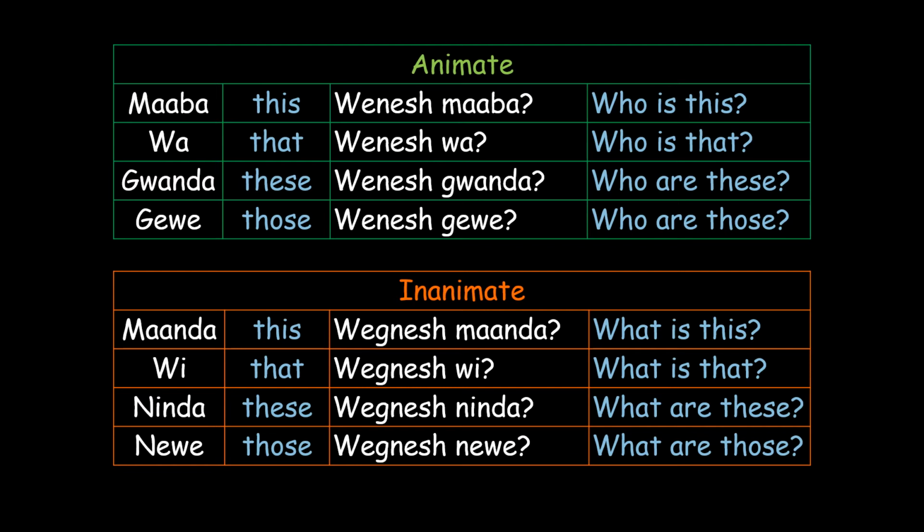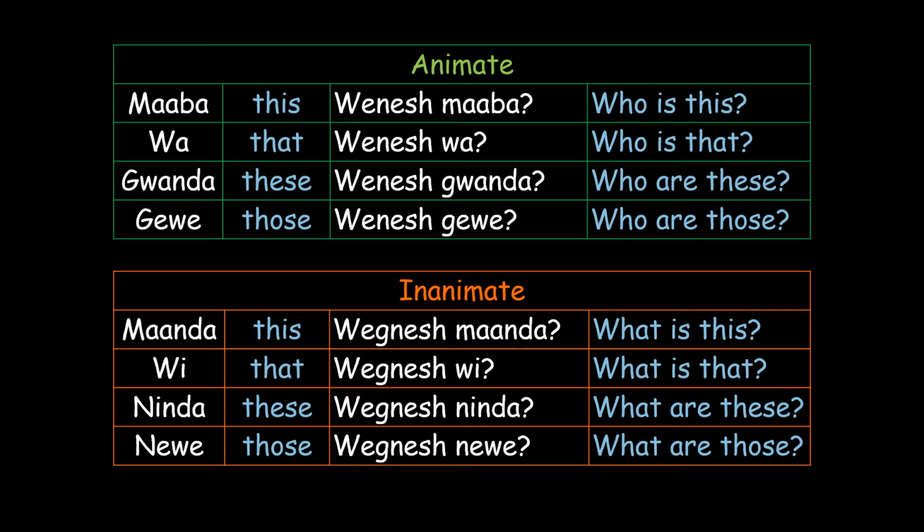Reading down the first column, reviewing. Maba, wa, gunda, gewe. Again. Maba, wa, gunda, gewe. And our questions. Wenish maba, wenish wa, wenish gunda, wenish gewe.